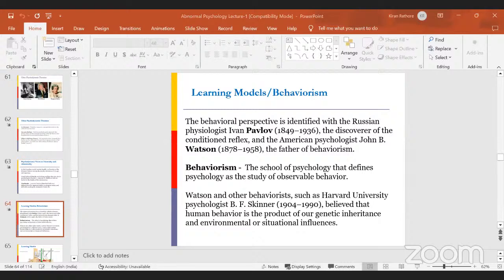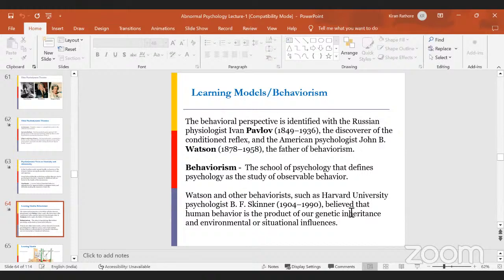Okay, and then the next model is the behaviorism model. Behaviorism is a school of psychology that defines psychology as the study of observable behavior. The behavioristic perspective is identified with the Russian psychologist Pavlov. You might have heard about Pavlov's famous experiment with the dog. The discovery of the conditioned reflex is attributed to Pavlov. And the American psychologist John B. Watson did a lot of research, and he is considered to be the father of behaviorism.